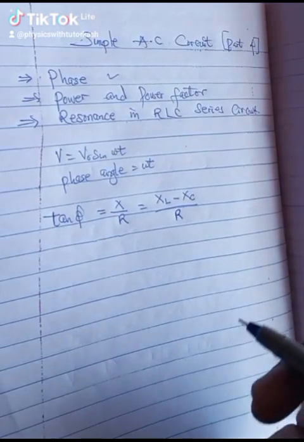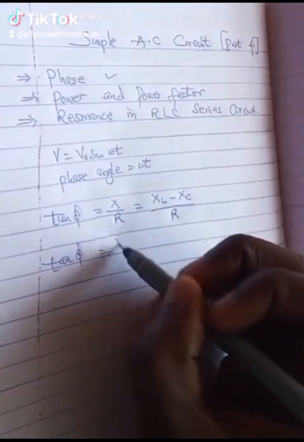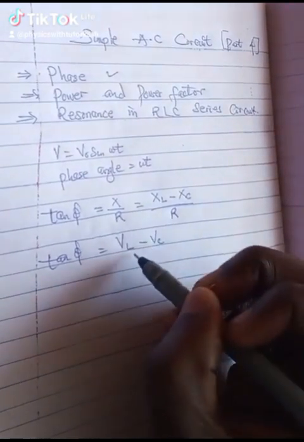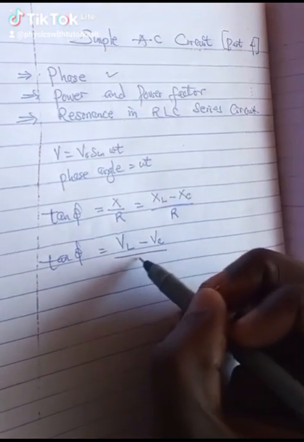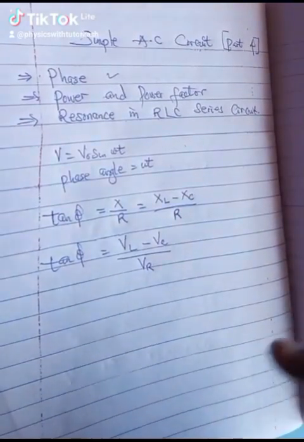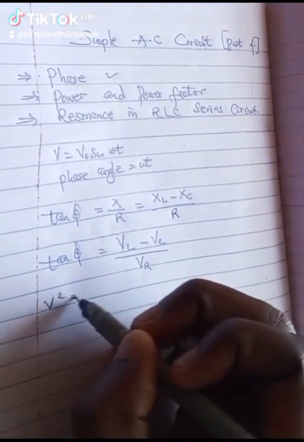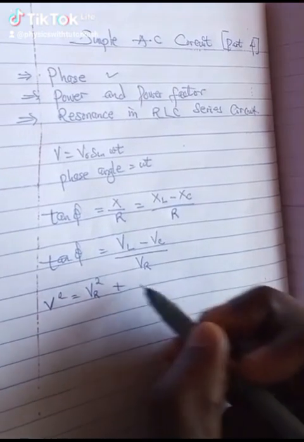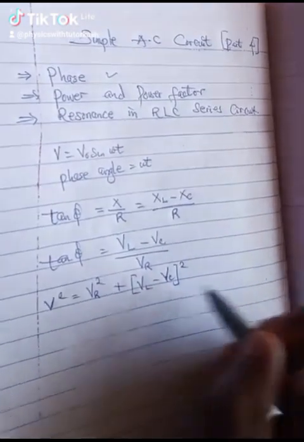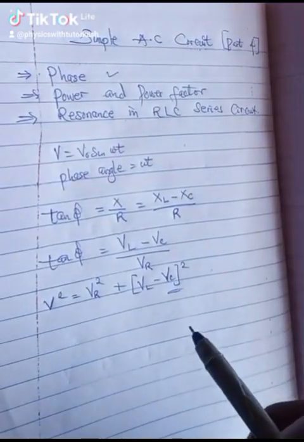So this also implies that tan of phase angle is equal to the voltage through the inductor minus voltage through the capacitor all over voltage through the resistor, in case you are given voltages instead of the reactance. It's still the same equation. And generally, we consider the total voltage in the system, V squared, is equal to the voltage through the resistor squared plus the voltage through the inductor minus voltage through the capacitor, squared. So this is what we have for phase.